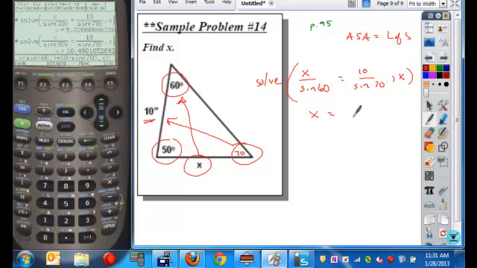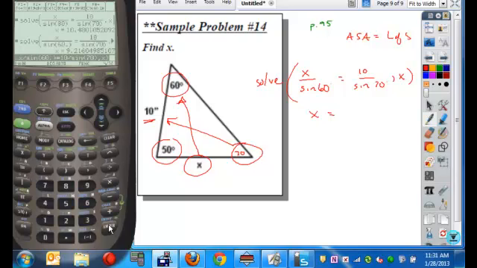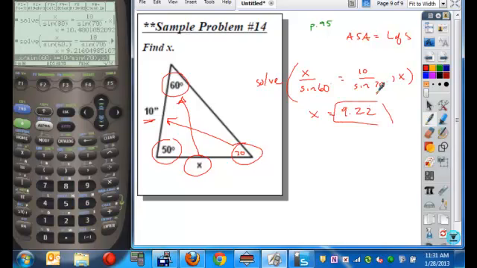Okay, so if I anticipate this, when I hit enter, I get 9.22 approximately, if I'm rounding to the nearest hundredth. And so that is my solution. It's consistent with what I would expect in this problem.